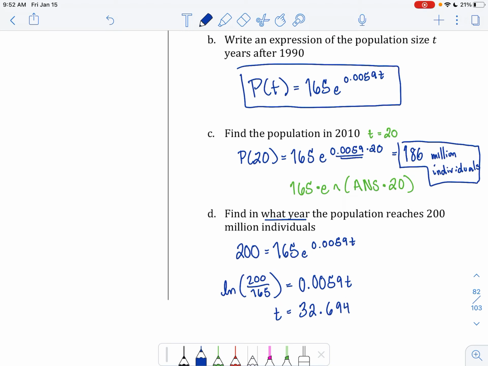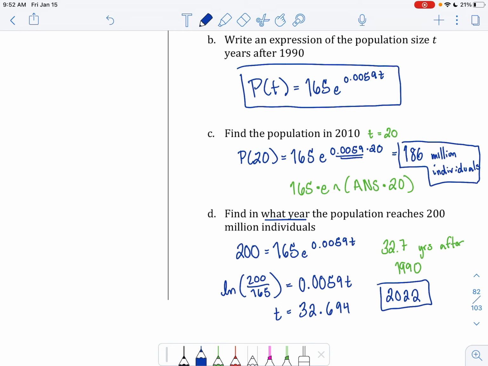32.694. Now this doesn't mean it happens in year 32. What this means is it happens 32.7 years after 1990, which means that the year it actually happens in is 2022.